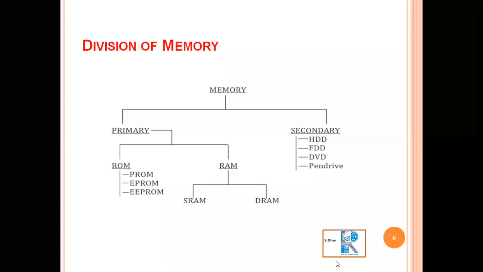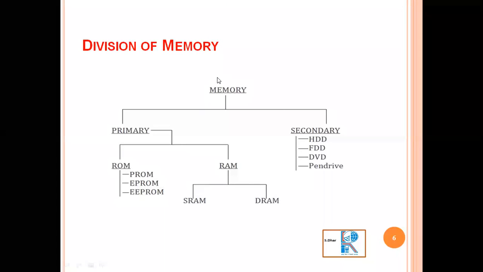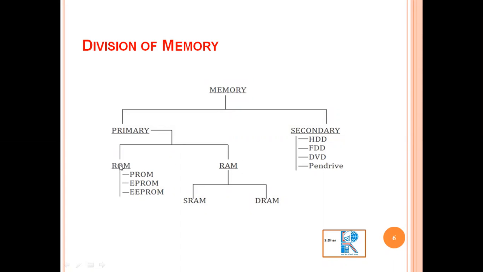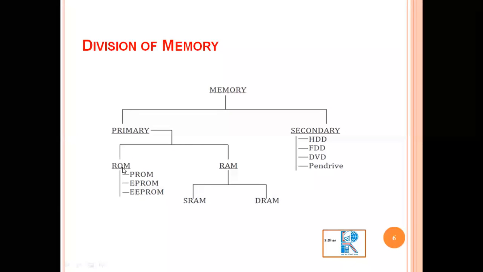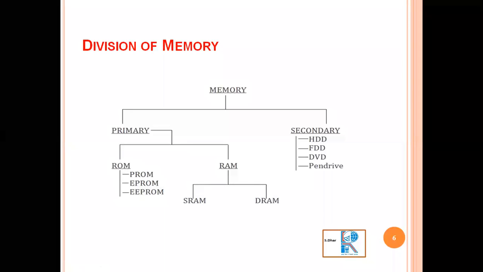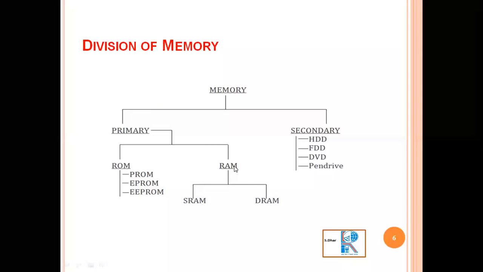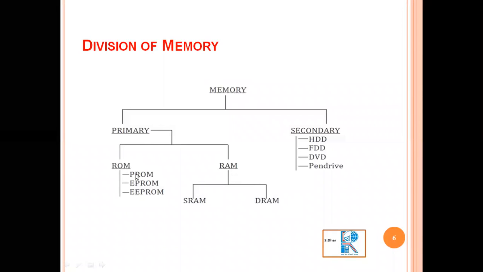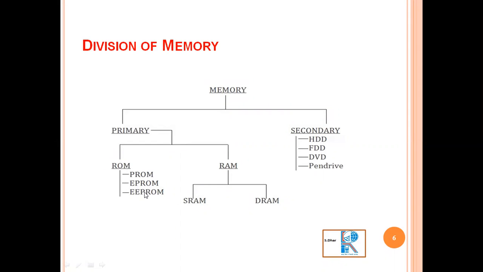Now, this is the main division of the memory. See here, memory is divided into primary and secondary. Primary memory can be divided into RAM and ROM, read-only memory, where you can only put the data, you cannot erase the data easily. And RAM is a volatile memory. RAM can be divided into SRAM and DRAM, and ROM can be divided into PROM, EPROM, and EEPROM.